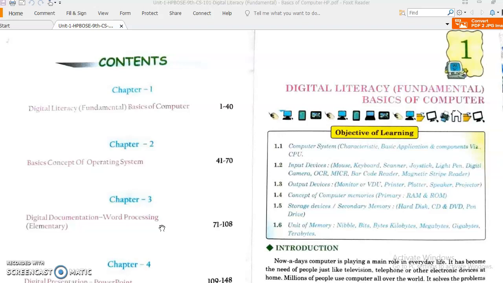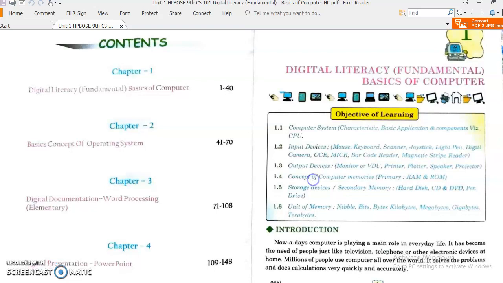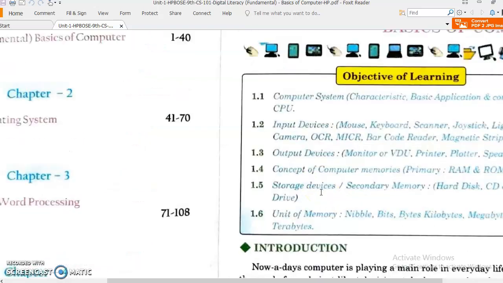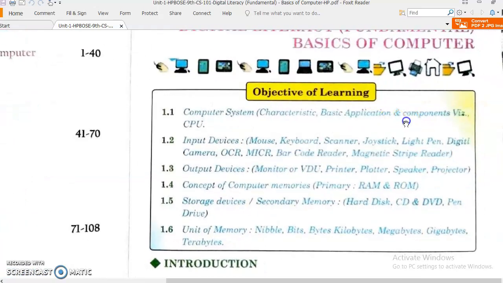Today we will begin with the first chapter of our syllabus, which is Digital Literacy Fundamentals, Basics of Computer. In this chapter, we are going to study the computer system, their characteristics, basic applications, and components.